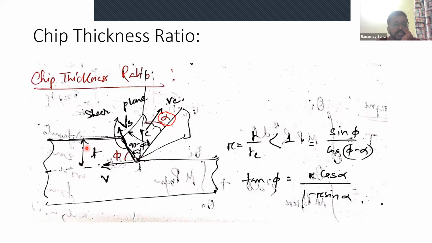Okay, so t happens to be your uncut chip thickness, and tc happens to be your final chip thickness. Now t by tc gives you the chip thickness ratio, which happens always to be less than 1 because t is always less than tc, right? Now we'll see how we come up to this expression for r as sine phi by cos(phi minus alpha), and from that how tan phi happens to be this, right?